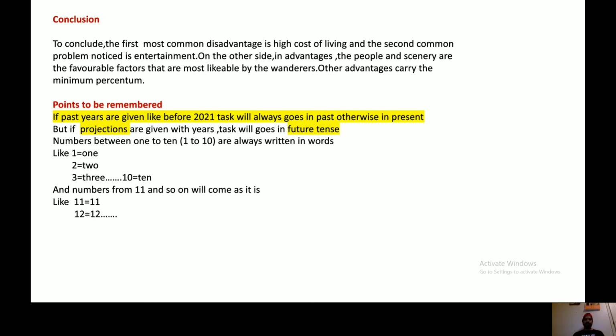Moving further, one more thing I would like to tell you: if you are using numbers from 1 to 10, you have to use these numbers in words. 1 we will write as ONE, 2 as TWO, and up to 10 we have to write in the same manner. 10 is not written as 10, it should be TEN. But after 11, from 11 up to infinity, if figures are given, you have to write them in numbers. This is the beautiful trick you have to use. I've already mentioned it over here, you can see and get an idea about that.